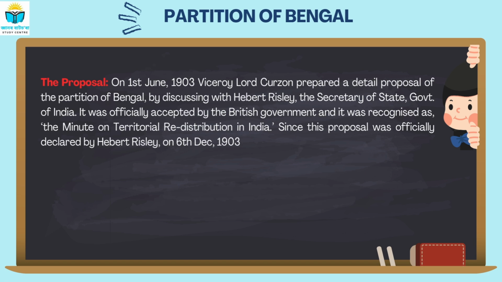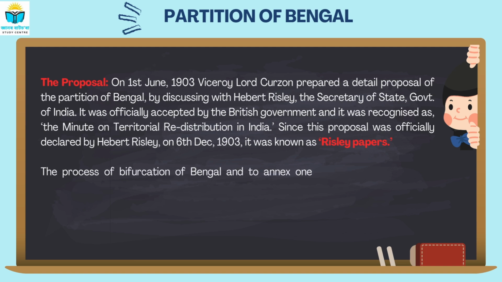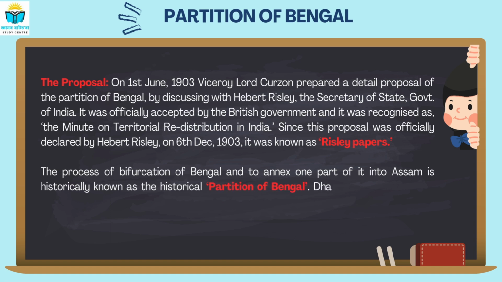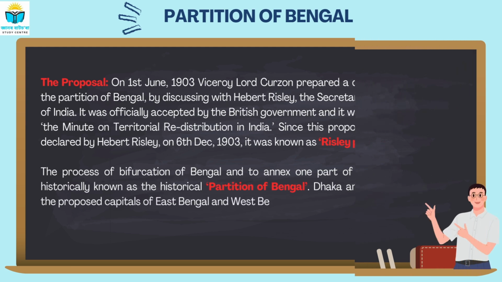Since this proposal was officially declared by Herbert Risley on the 6th of December 1903, it came to be known as the Risley Papers. The process of bifurcating Bengal and annexing one part of it to Assam is historically referred to as the historic Partition of Bengal. Dhaka and Calcutta were the proposed capitals of East Bengal and West Bengal respectively.